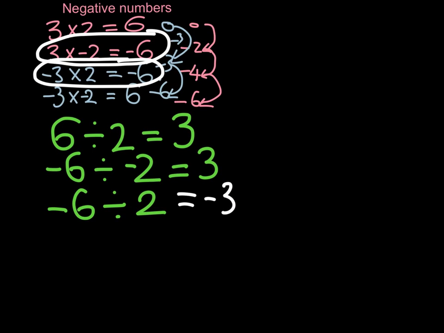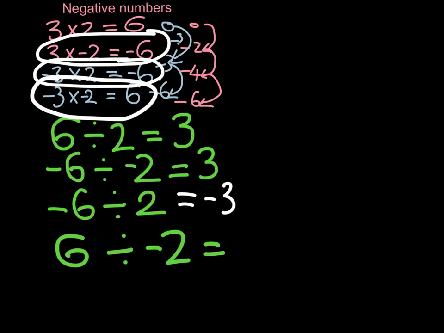And the final one to look at then is 6 divided by minus 2. And if we look at our sum that it relates to, we've got this one there. So if we've got 6 divided by minus 2, it's going to give us minus 3.